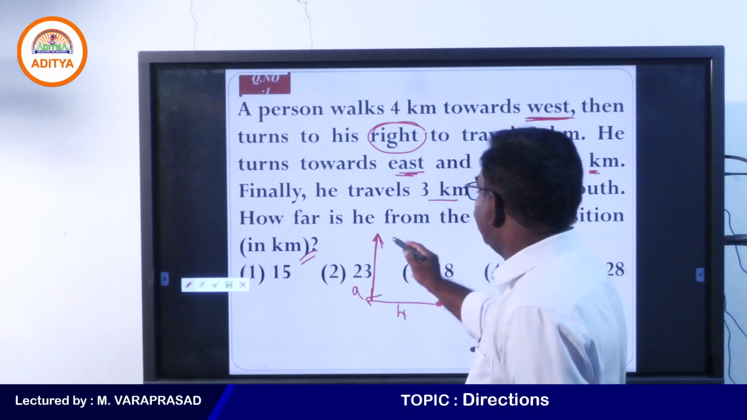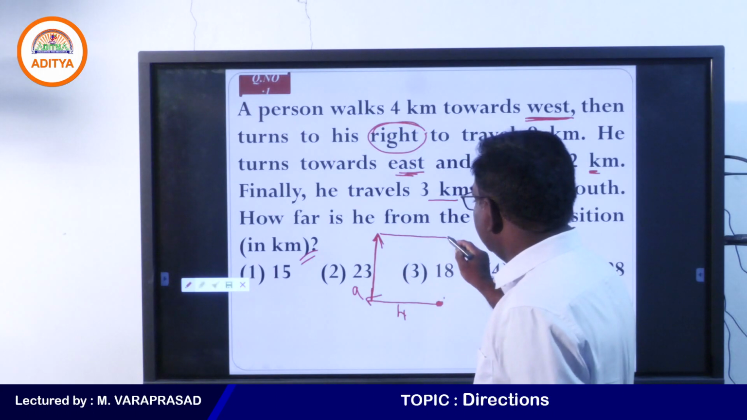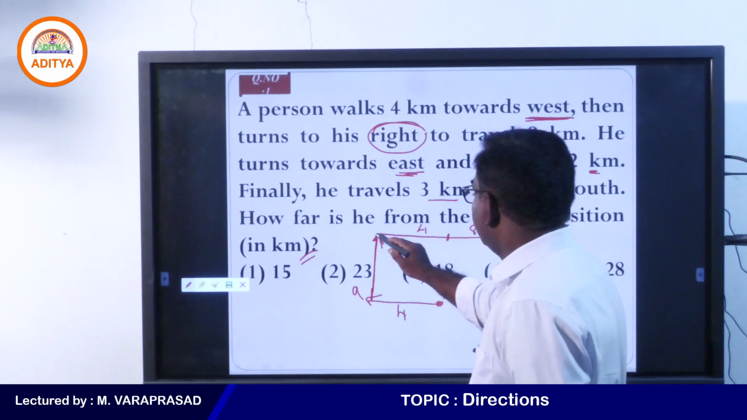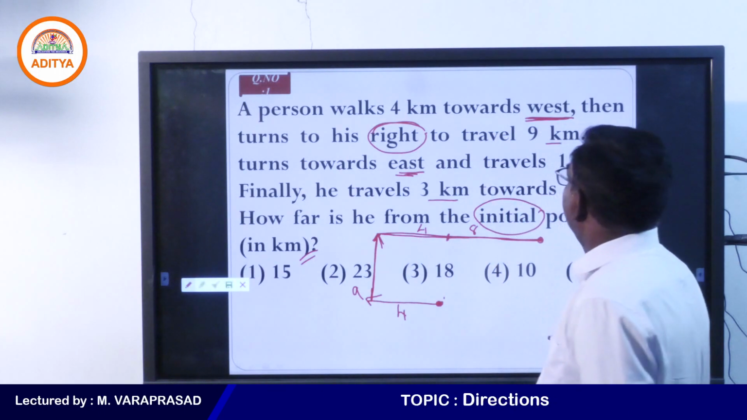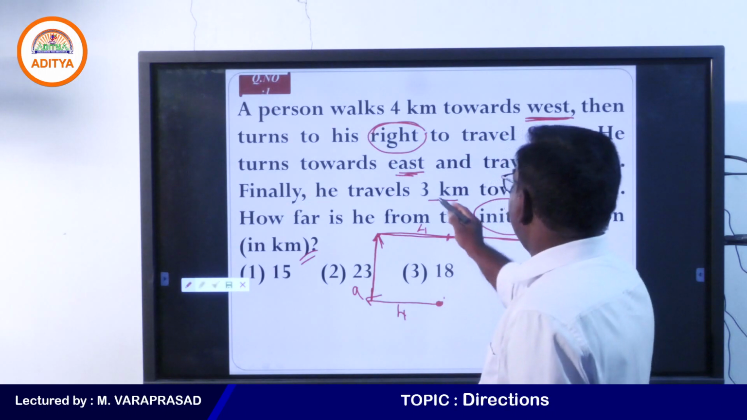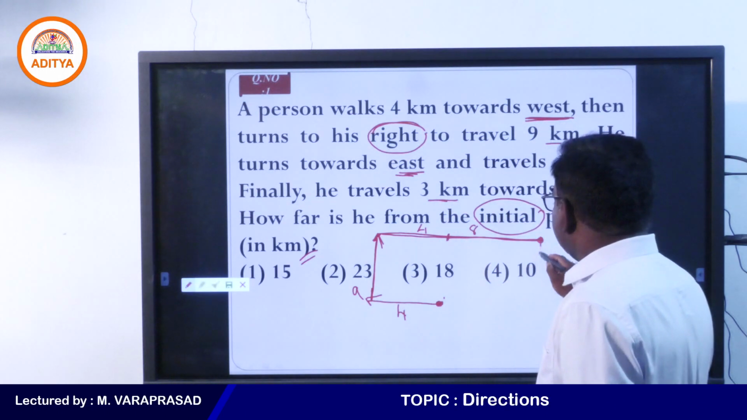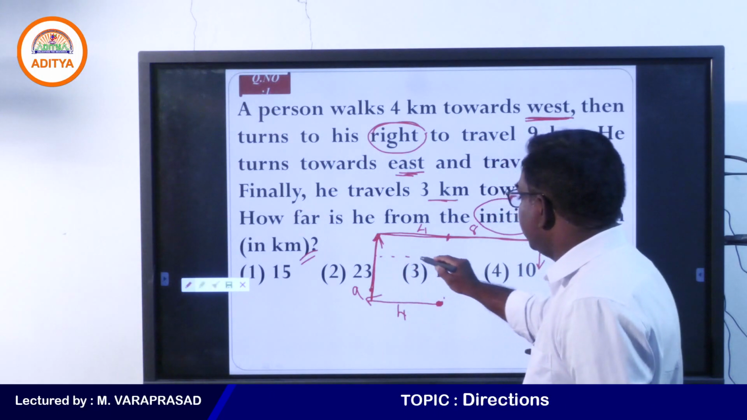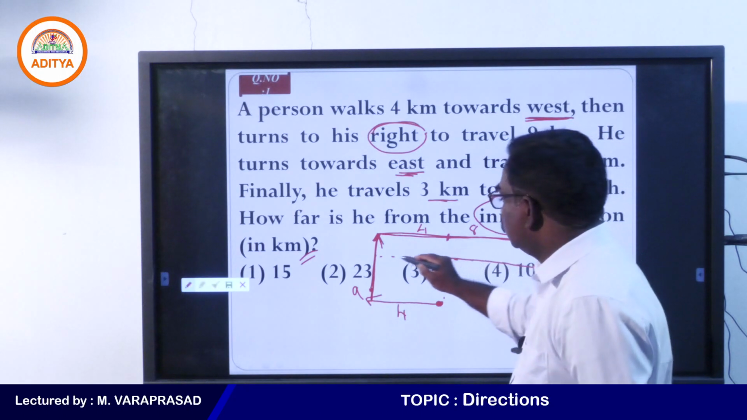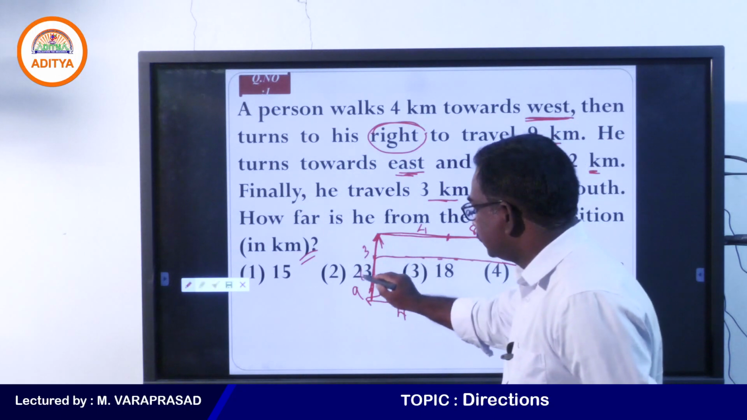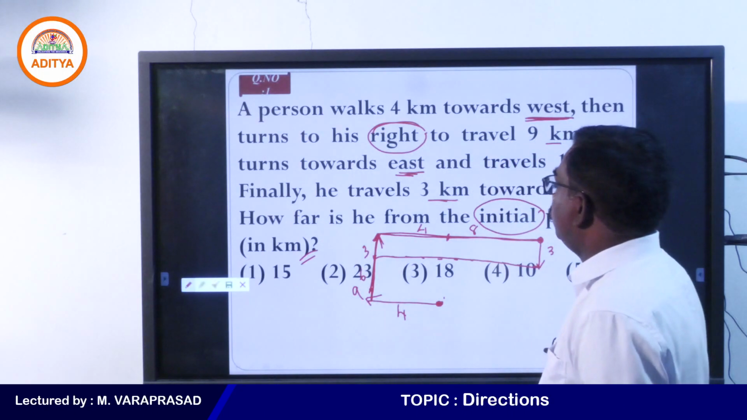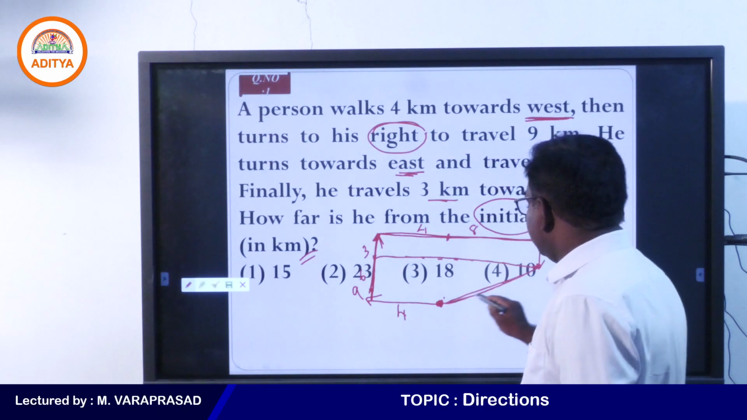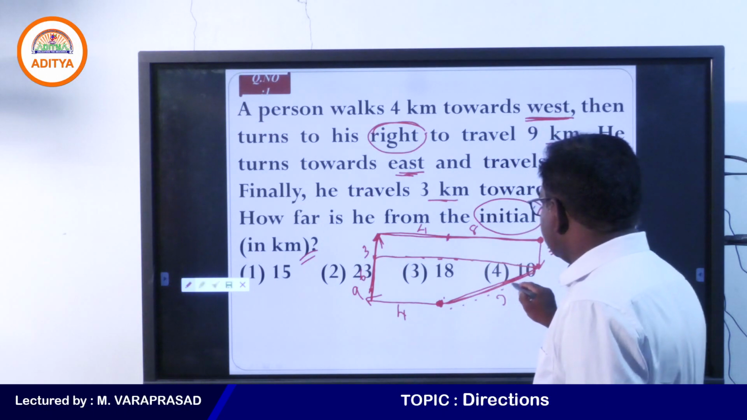and travels 12 kilometers. So this is 4 kilometers up to here, and again another 8 kilometers. So this is 4 and this is 8, totally 12 kilometers. Finally he travels 3 kilometers towards south. This totally is 9 kilometers, so this is 3 kilometers towards south, which makes this 6. Now he is asking how far he is from the initial point, how much is this distance.